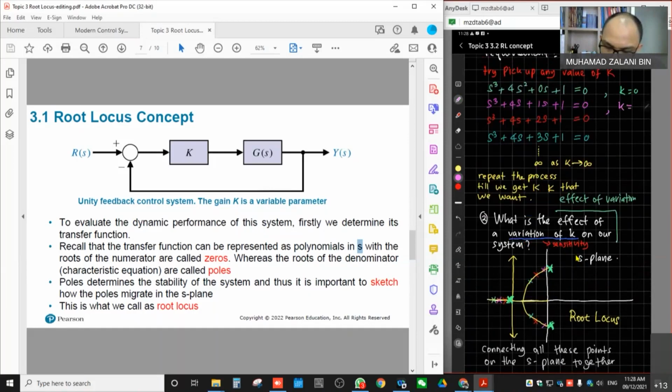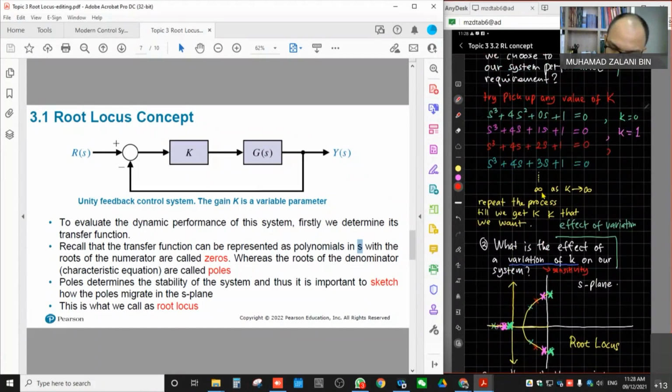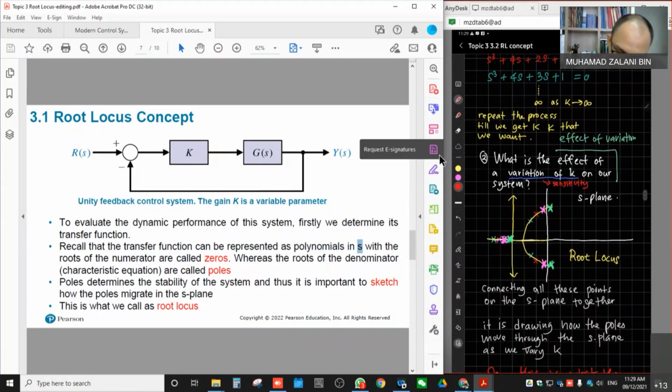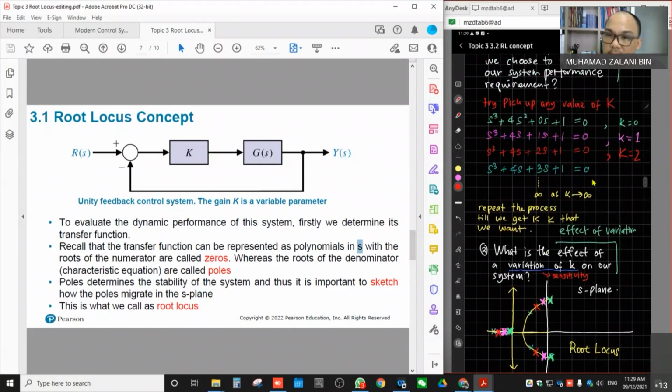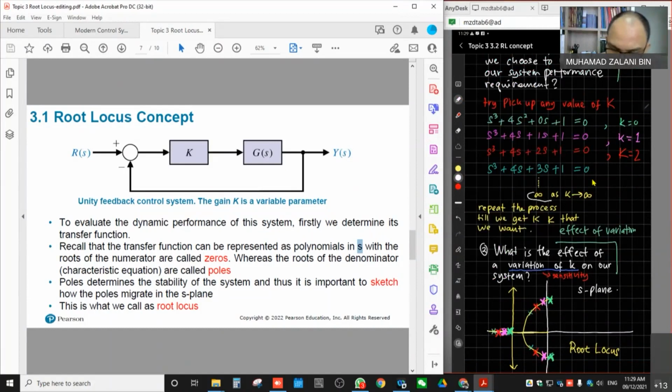And then I do it again with K equals 1 for this characteristic equation. I evaluate it and get another root on the s-plane. When I vary K to 2, I get another pole on my s-plane. Then I vary it again and again until K is infinity.